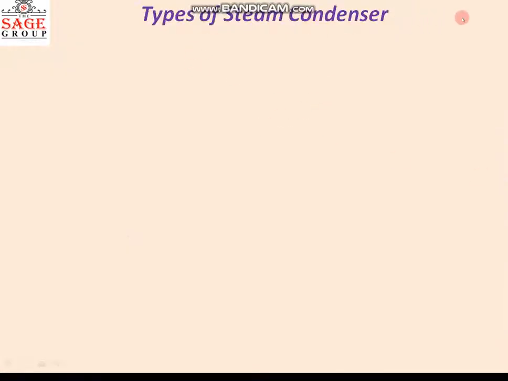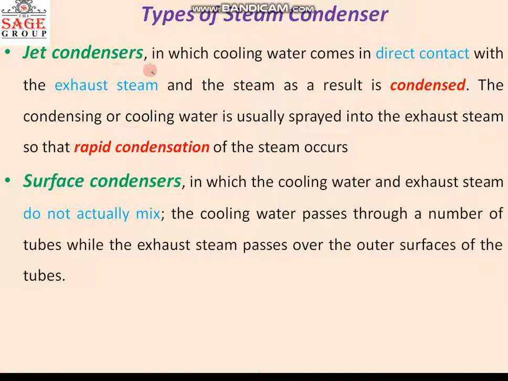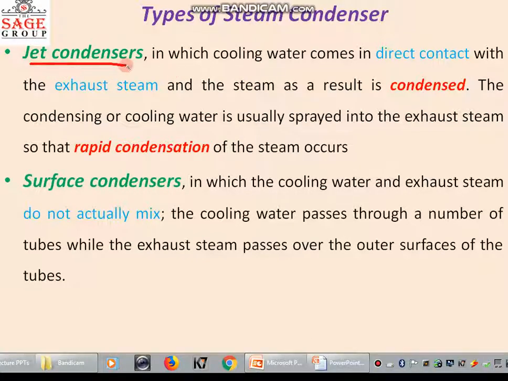Next, types of condensers. So we use two types of condensers. One is known as the jet condenser and the other is known as the surface condenser. The difference between these two is that in case of the jet condenser, there is a direct contact of the water with the exhaust steam. So rapid condensation occurs. But in case of the surface condenser, there is not any mixing of the water and the steam. So this type of condenser is known as the surface condenser.